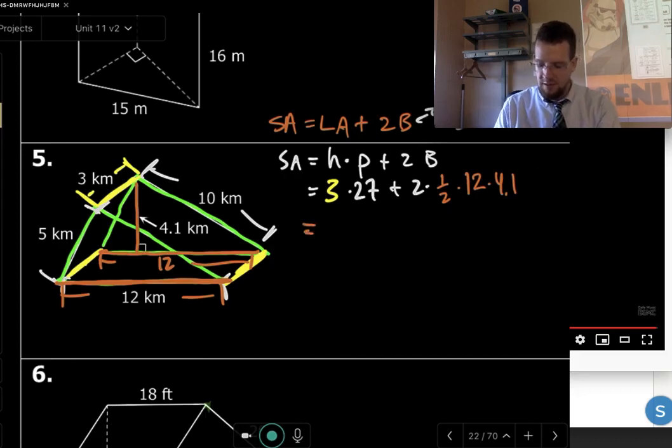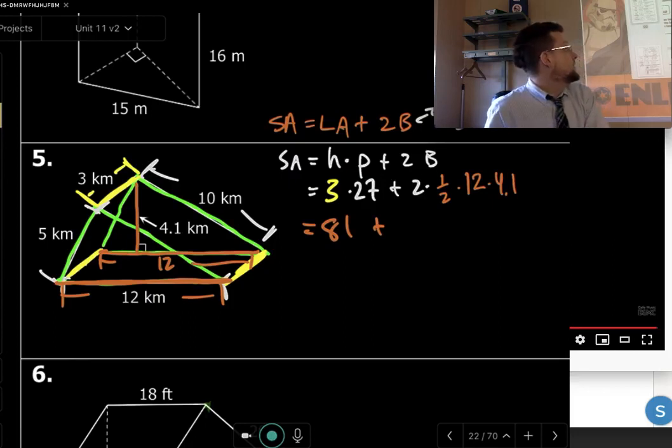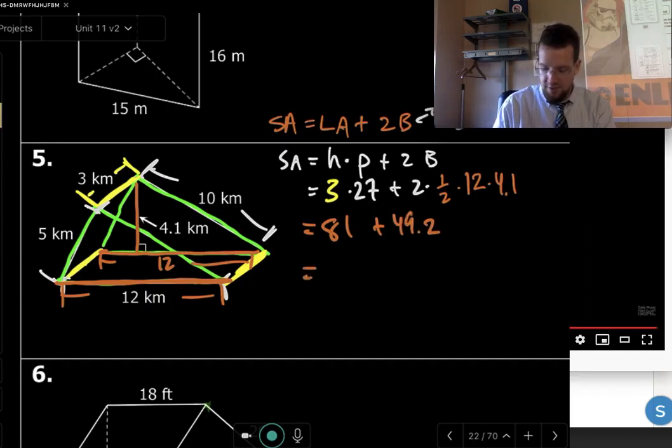Okay, 3 times 27, this is 81, right? Plus, if we put those in the calculator, 2 times 0.5 times 12 times 4.1, this is 49.2. And then we add these two together and we get 130.2. And these are kilometers squared.